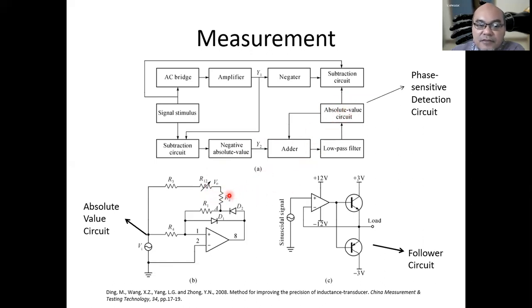Here, the absolute value circuit will look like this. The function is to find the absolute value of a signal. If it is negative, then it only takes the magnitude, not the sign. And this is a follower circuit, which basically functions similar to a buffer.